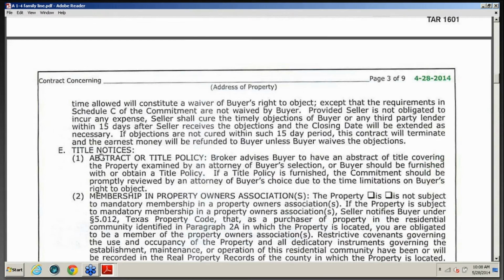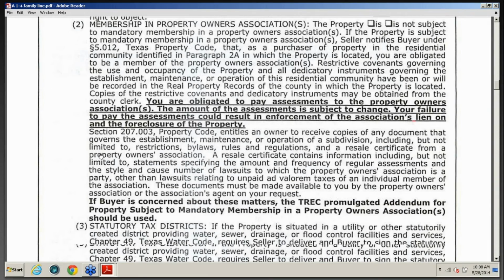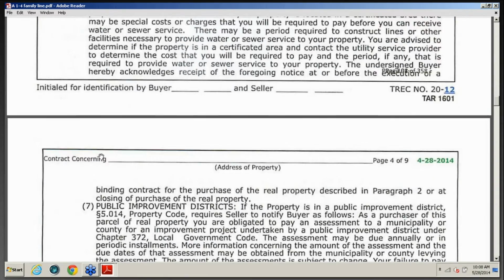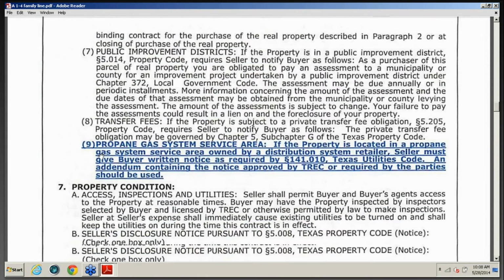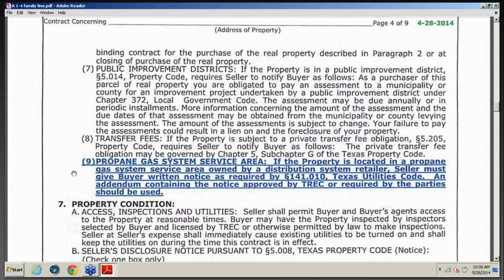The next change is going to be in the notices. We had a new notice. If you will look at page 4, paragraph number 9, propane gas service area. So if the property is located in a propane gas service area, which means there is a retailer that requires that you buy propane gas from them, then it will also be written into the notices down at the county.